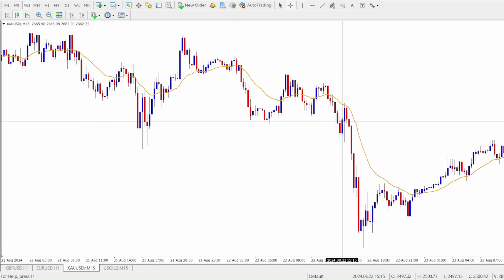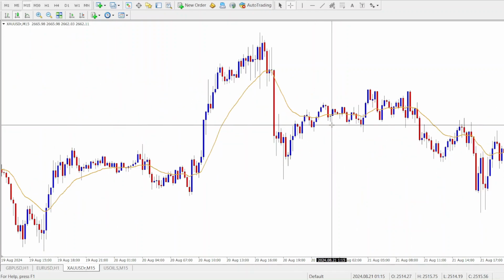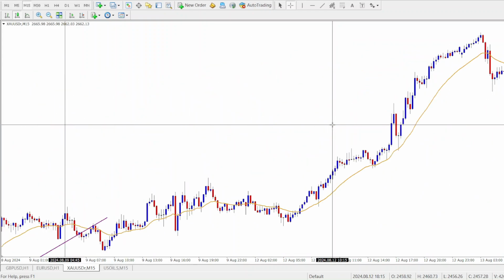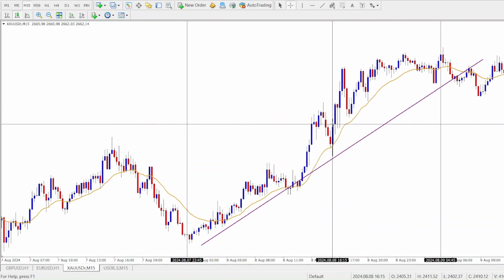Okay, so now the next thing to note about the EMA is that it can help identify breakouts. We can also use it for breakouts. Remember that the EMA is serving as a dynamic support and resistance level, right? So you can use it to also identify breakouts.